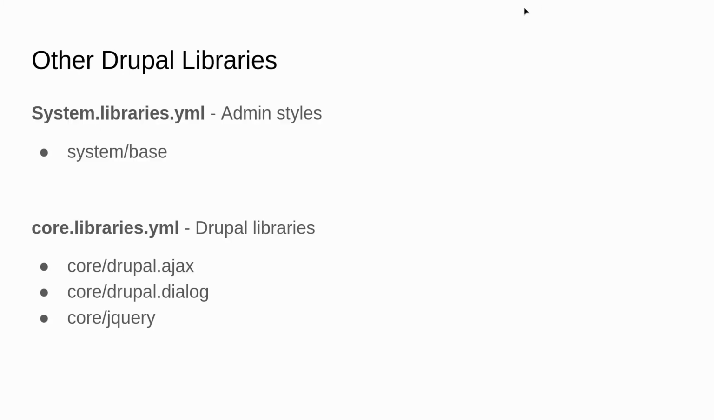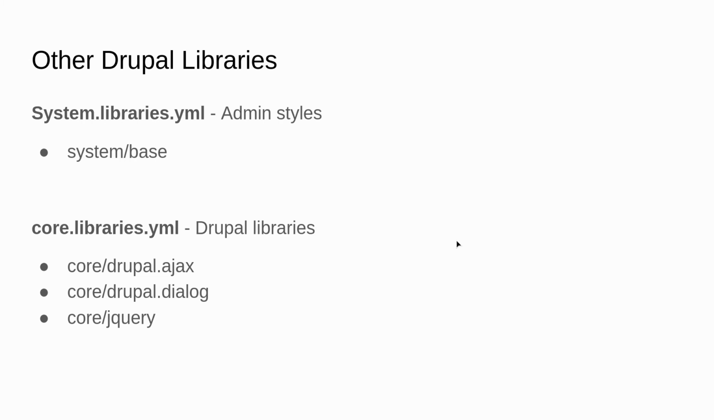Some more things to be aware of. I suggest going and checking out these files. System.libraries.yaml is where there's a lot of admin styles. System base is a library that's in there that's got a whole bunch of base stuff that might trip you up. Like if you're doing your HTML and CSS and you think you have a clean slate, all of a sudden you have a little component that's doing something different, and you're like, where did that come from? I didn't make you.